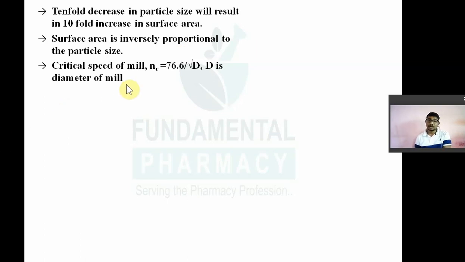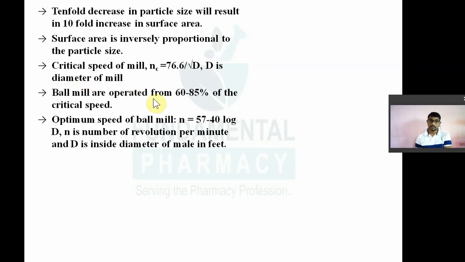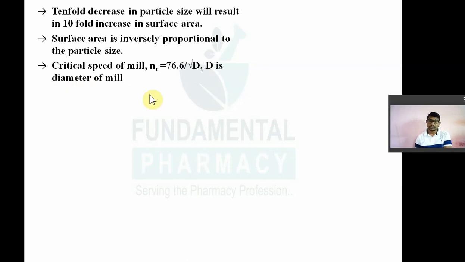Then critical speed of ball mill. इसके ऊपर कभी कोई क्वेश्चन आ सकता है. Critical speed of ball mill. So what is critical speed? It is given by Nc. Nc means N means speed, C means critical speed of ball mill is 76.6 divided by square root of D. D is nothing but the diameter of mill. So 76.6 divided by square root of D. That way you can calculate the critical speed of mill.